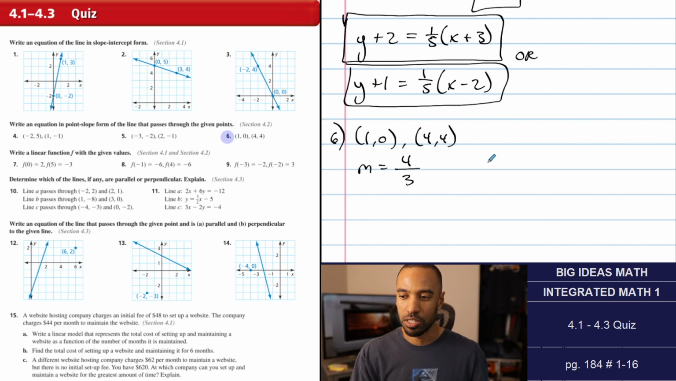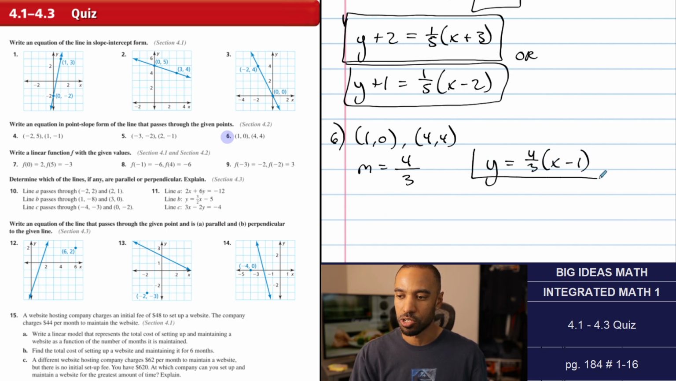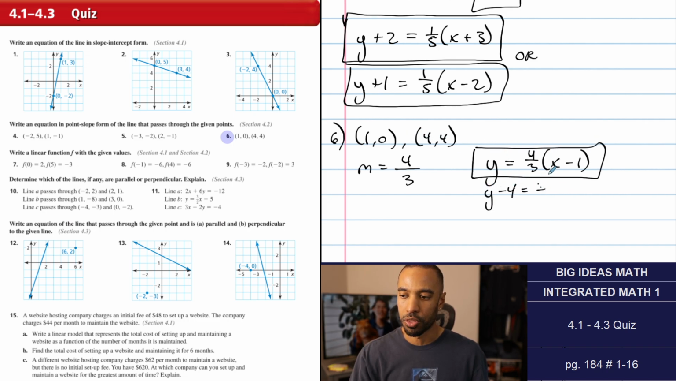Now, if your y1 is 0, what is y minus 0 the same as? Just y. So equals m, here's your slope, times the quantity x minus x1. So x minus 1 like that. Here's an answer. Or y minus 4 equals 4/3 times x minus 4.